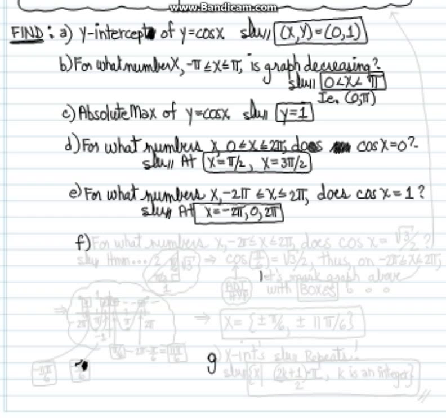Okay, let's go to part F. On that graph, for what numbers x, when we restrict values between negative 2 pi and positive 2 pi, does the cosine of x equal the square root of 3 over 2? Now that's a tough question. I cannot just look at that graph and say exactly where the y value is equal to the square root of 3 over 2. I mean, I know its approximate location. I know it's less than 1 and it's getting close to 1.